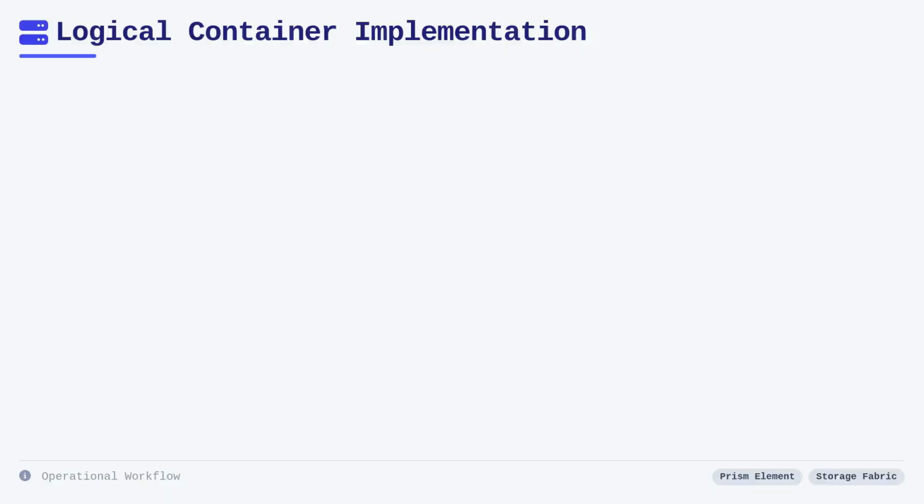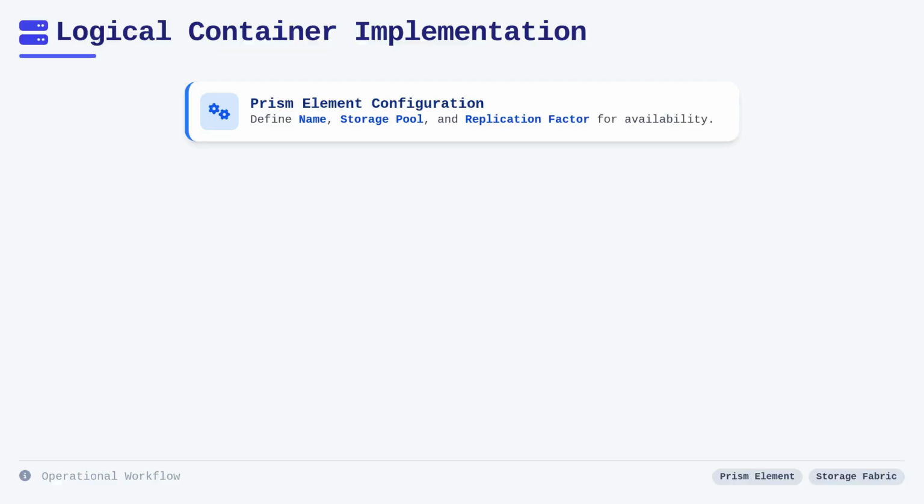To implement these logical containers, we interact directly with Prism Element, which serves as the comprehensive management interface for the individual cluster. Within the storage menu, we define a container by specifying a name, selecting the appropriate storage pool if multiple exist, and setting the initial replication factor to align with our disaster recovery or availability objectives.